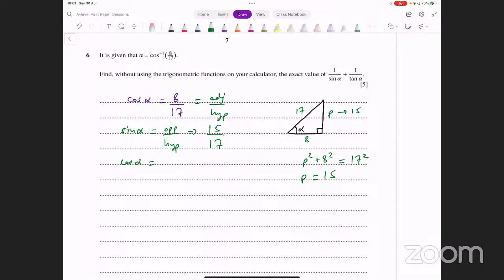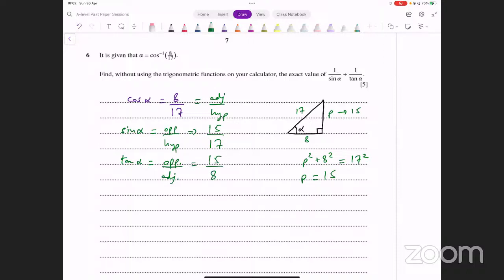All right. And then what about cos alpha? Cos alpha कैसे defined होता है? Adjacent over hypotenuse, right? That's in fact given, but we don't need that. We need tan alpha. Tan alpha, what's that going to be? Opposite over adjacent. Let's evaluate that. Opposite is 15, adjacent is 8. So tan is going to be 15/8.